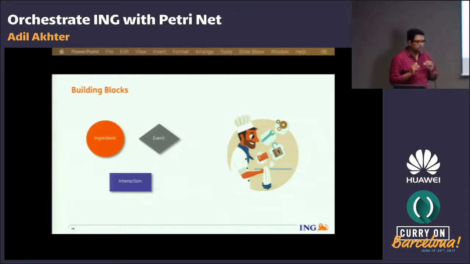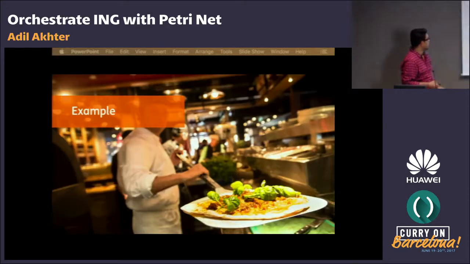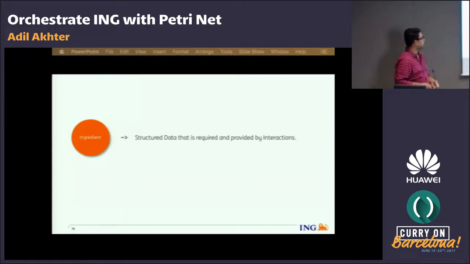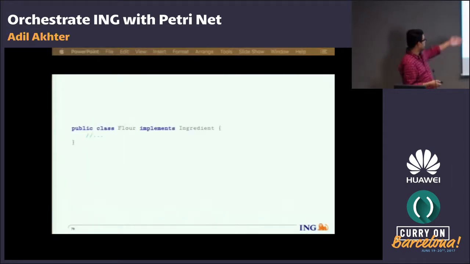So there are three main things in this case. We came up with ingredient, event, and interaction. So previously we cooked pasta. Now in this example we'll be cooking pizza, and we'll give you an example of how this DSL works. So ingredient, like any recipe, if you're cooking pasta, what would be the ingredients? It would be flour, tomatoes, and that kind of stuff. So those are ingredients in our DSL as well.